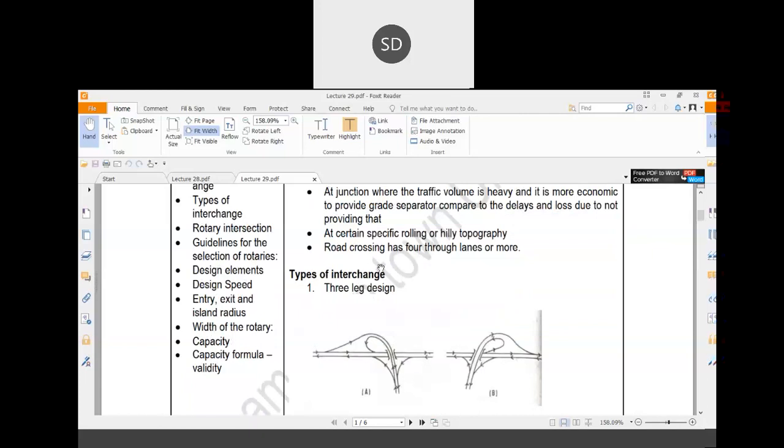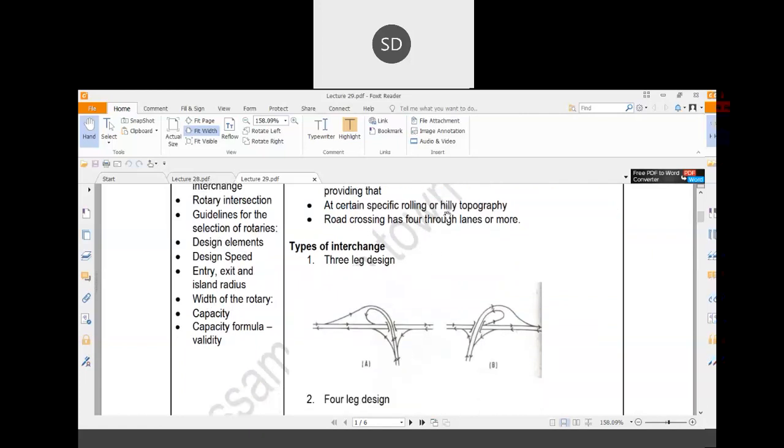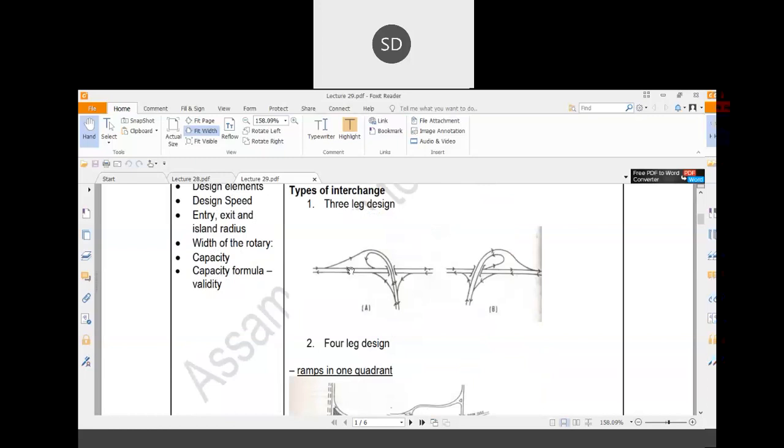Now, what are the different types of grade separated intersection? These are the different types. One is the three-leg design. Basically, in this portion it is grade separated. Here this traffic stream would be going in the upward direction. So this portion is the lower portion and this portion is the at-grade intersection.